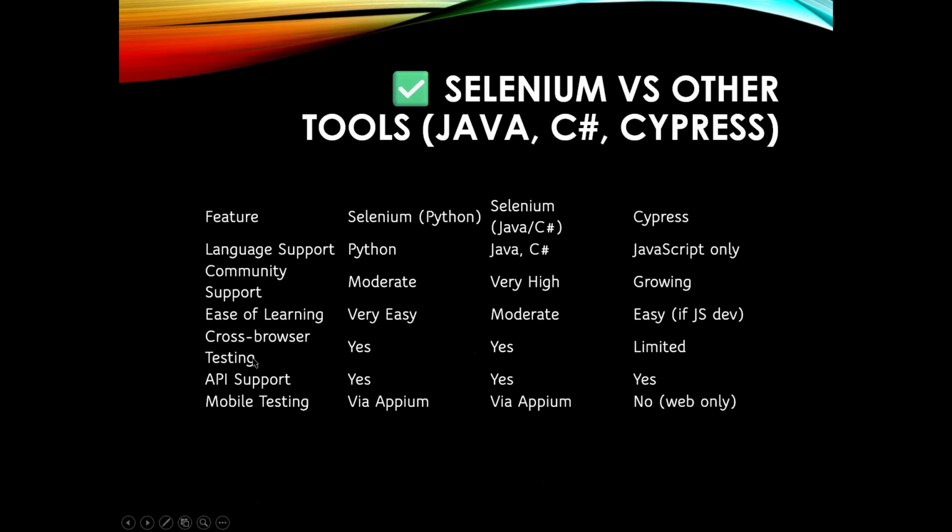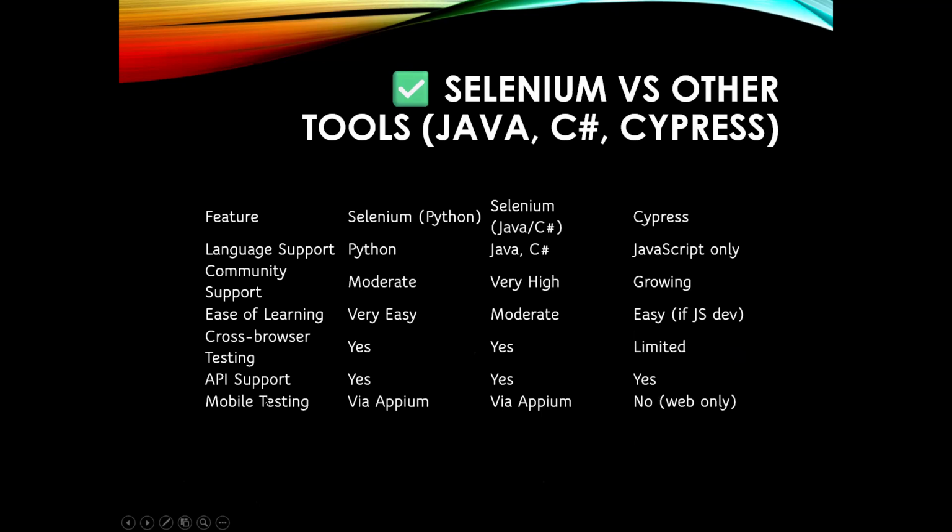Cross-browser testing is nothing but if you want to test your application in multiple browsers, like Chrome, Edge, Firefox, Safari. Yes, support is there in Selenium with Python, and Selenium Java and C Sharp also. But Cypress is limited, it's Chrome and Firefox and very few browsers. And API testing support, yes, it is there in Python and in Java also. By using the requests library, we can automate the APIs. In Selenium Java we use REST Assured, in Selenium C Sharp we use RestSharp, and Cypress also makes it possible.